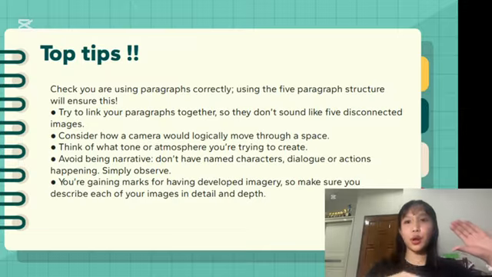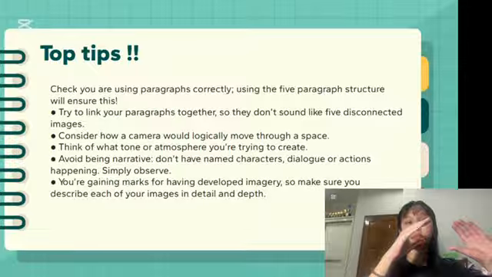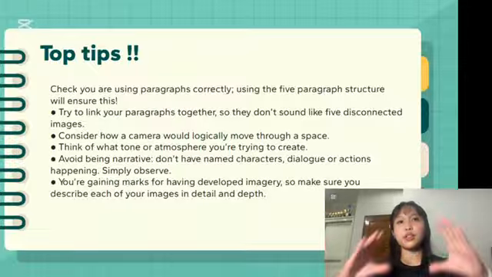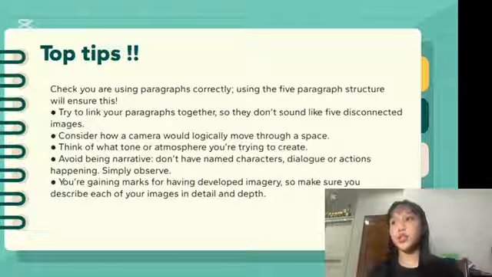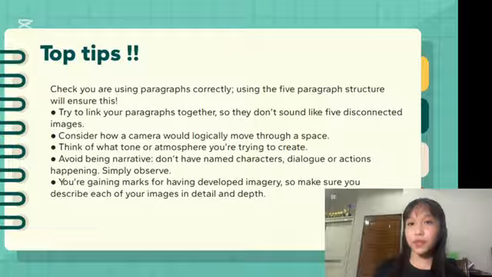It can't just go to, let's say, the balcony all of a sudden. No, it has to move step by step. Next, we're going to think about the tone or atmosphere we're creating. Is it a calming atmosphere? Is it a gloomy one, etc.?